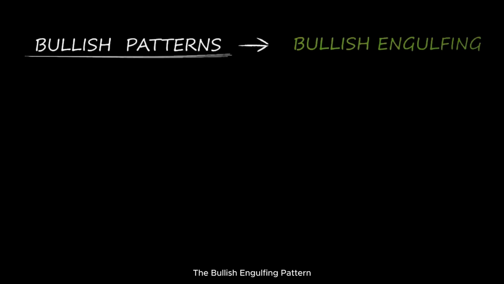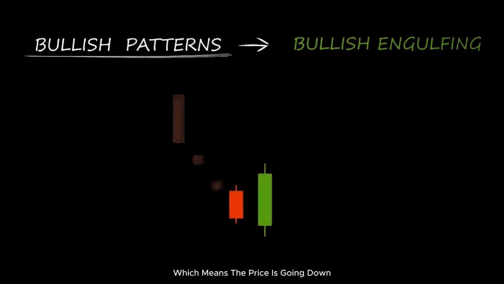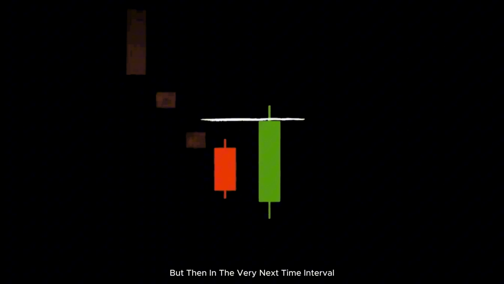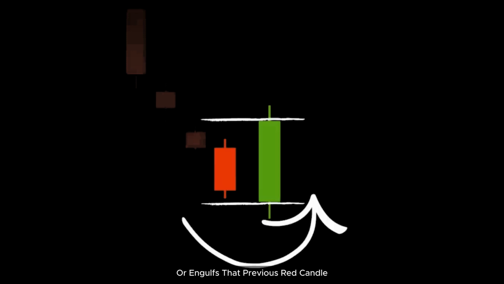Let's look at our first major buy signal, the bullish engulfing pattern. This is a simple two-step sequence. First, you have a red candle, which means the price is going down. But then, in the very next time interval, a bigger green candle forms, and its body completely covers or engulfs that previous red candle. Basically, the market is turning up and you can buy.